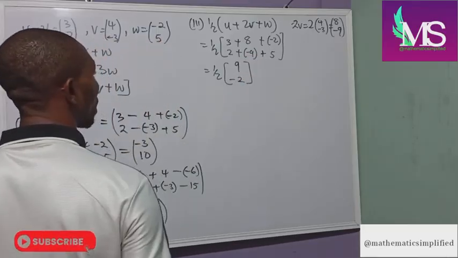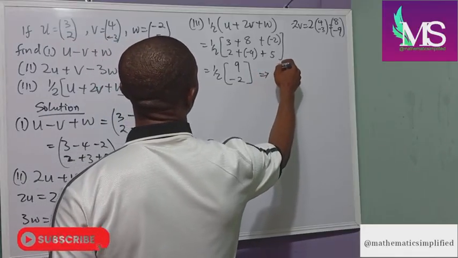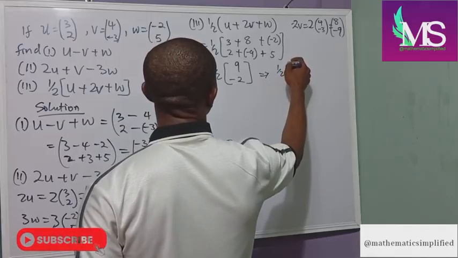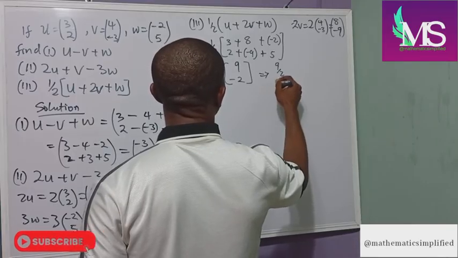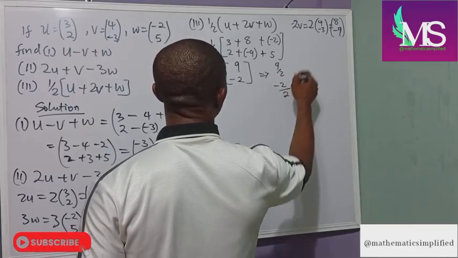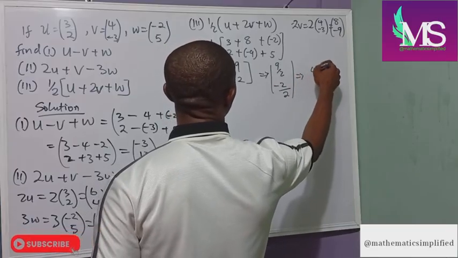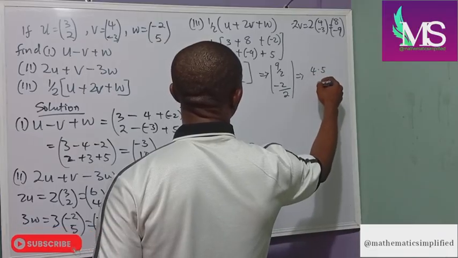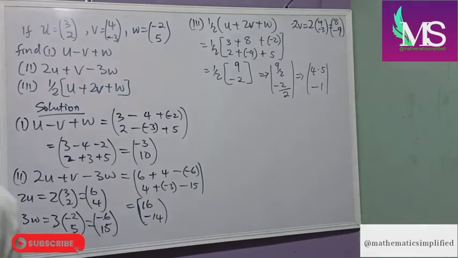Okay, so having that as our equation, this becomes 1 over 2, 9 over 2, and minus 2 over 2. So this would be 4.5 and minus 1 as our answer. So our answer will become 4.5 and minus 1.